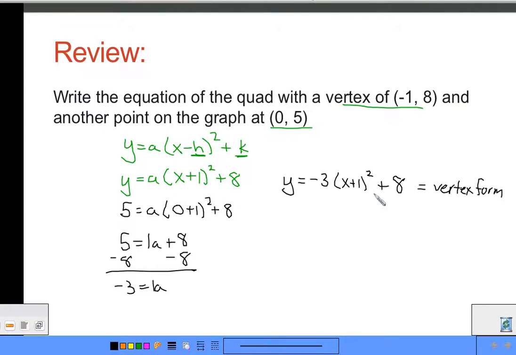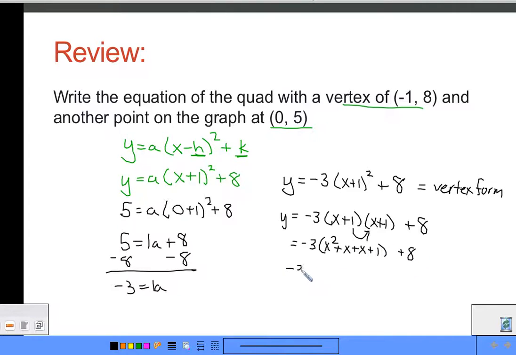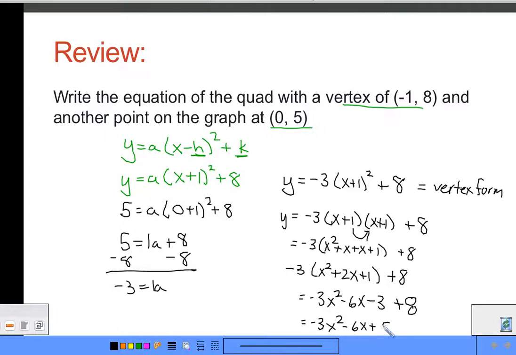If we needed to write it out to standard form, we would simply take this and expand it. So if we distribute here, we get x squared plus x, distribute the 1, plus x plus 1, plus 8. So negative 3x squared plus 2x plus 1 plus 8. Negative 3x squared minus 6x minus 3 plus 8. And combine like terms: negative 3x squared minus 6x plus 5. So this would be in our standard form.